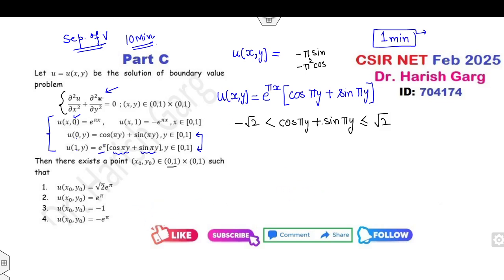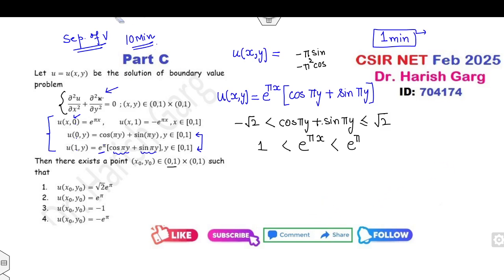Fine. Now, our target is to find u. Look at that. x lies between 0 and 1, so pi x lies between 0 and pi, and e raised to power pi x is an increasing function. Therefore, e raised to power pi x lies between e raised to power 0, which is 1, and e raised to power pi. Is it okay?